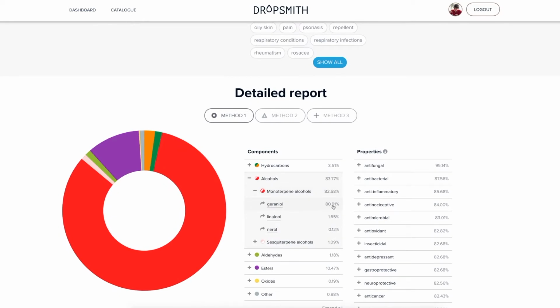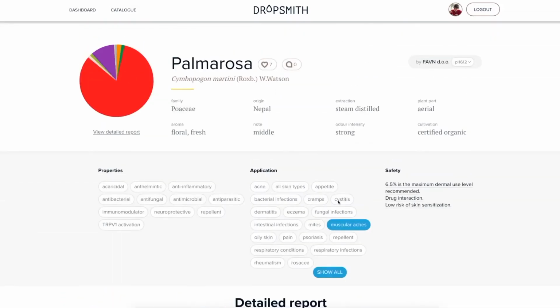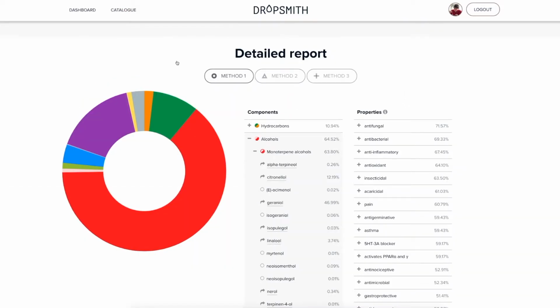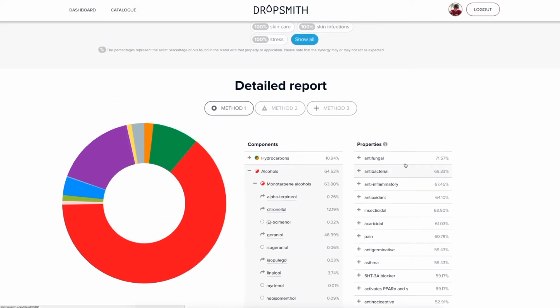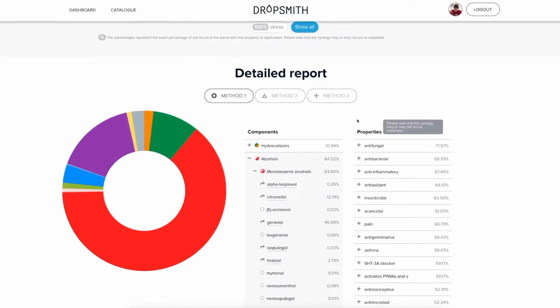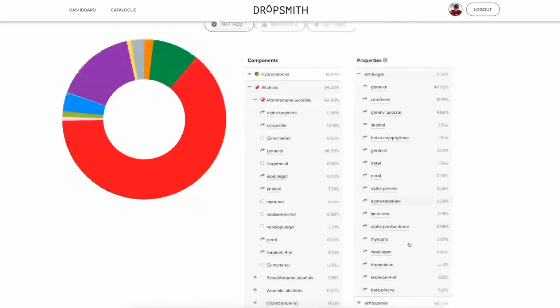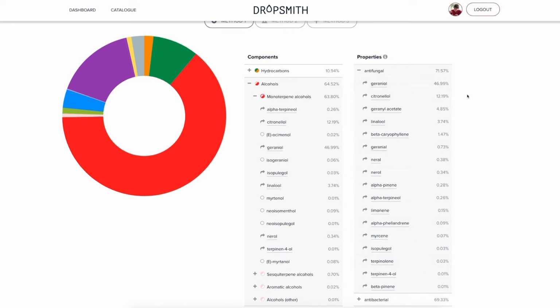So here you go. See, here we have 80%. So if you were going for the geraniol content, then I guess it would make more sense to use just the palmarosa essential oil. But if we take a look at the right side here and the antifungal, it's more than that. See, it's still a high percentage because there are a lot of other components working in your favor.